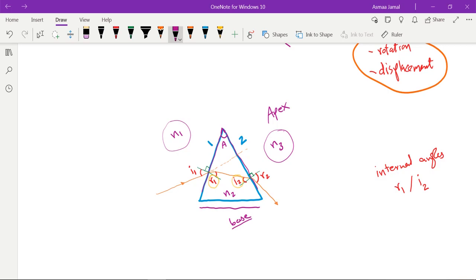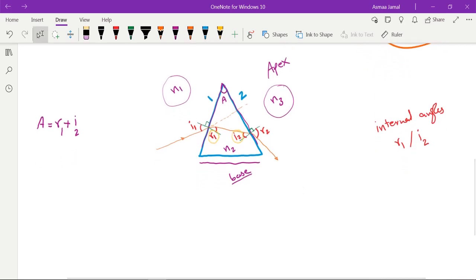And the relationship between the two internal angles is related by the apical angle, which is A, equal to the first refracted angle plus the second incident angle. So that apical angle equals the sum of the internal refracted angles. And since the behavior in the prism is refraction, that means Snell's law will take place here.